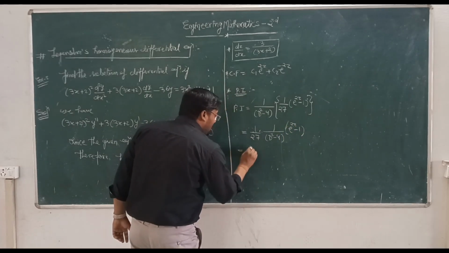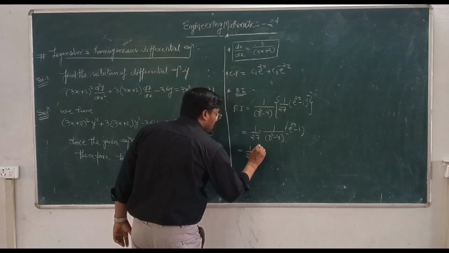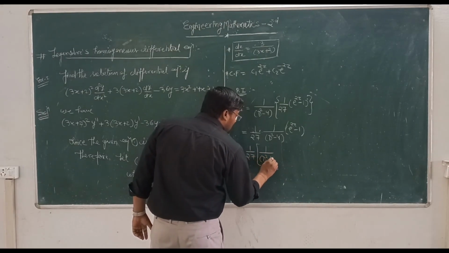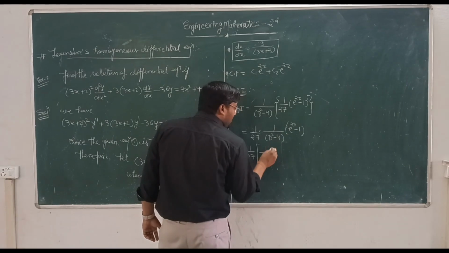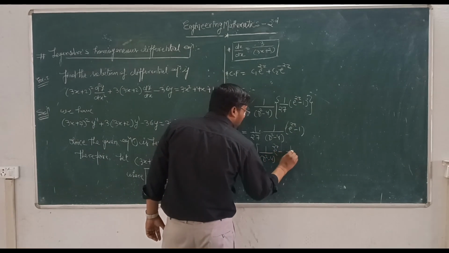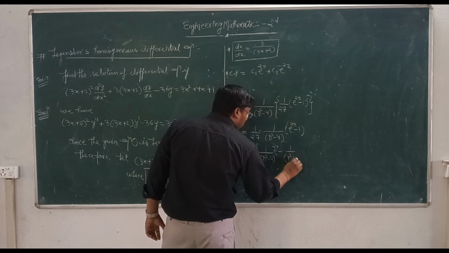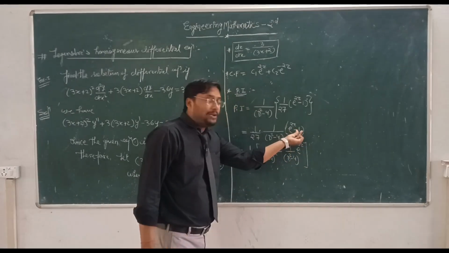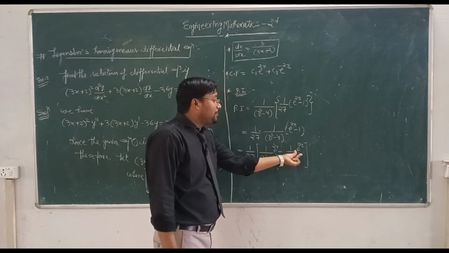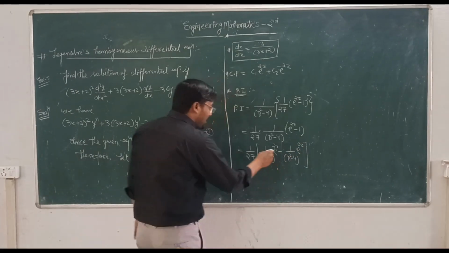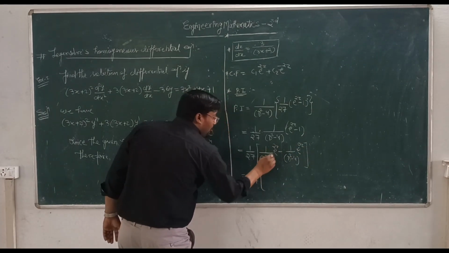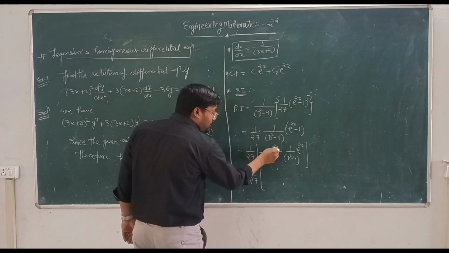Now you can write 1 upon 27, 1 upon D squared minus 4, e to the power 2z minus 1 upon D squared minus 4, e to the power 0z. Since you can write the value of 0z, e to the power 0 is equal to 1. Now you can solve this 1 upon 27. Put the value of z. This means if you put the value of 2, this is equal to 0.